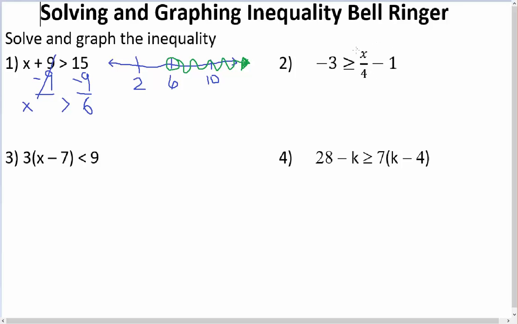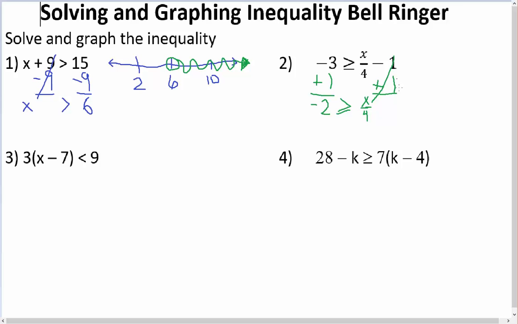Alright, next. Number 2. So same deal. We've got this constant out at the right hand side. So we're going to get rid of the constant. Since it's minus 1, we're going to add 1. Again, the whole additive inverse that causes it to zero out. So negative 3 plus 1 is negative 2. And that is greater than or equal to x over 4.